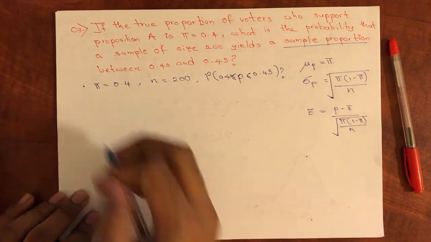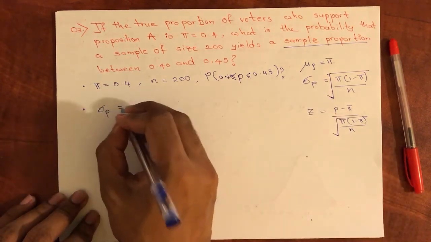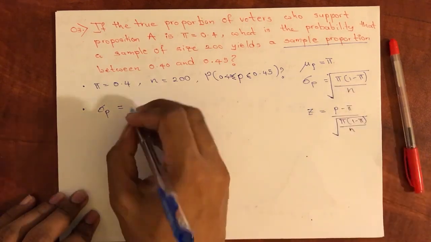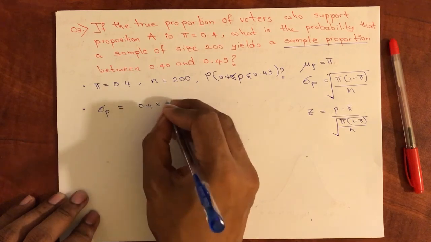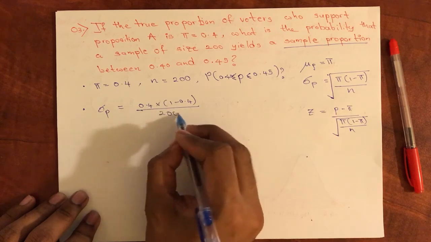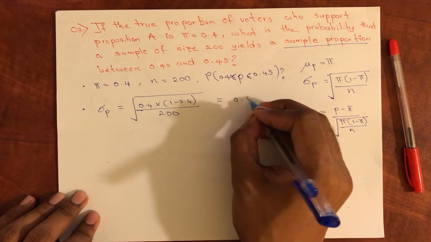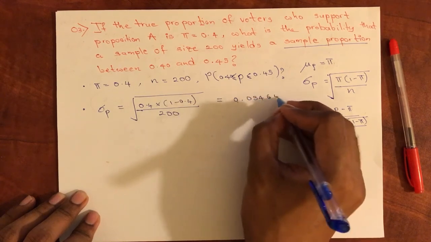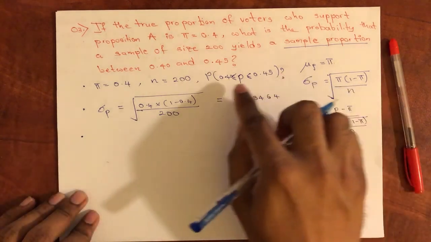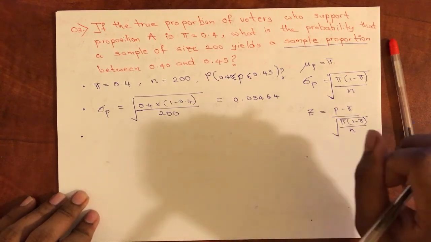First and foremost, we figure out what sigma P is, right? So sigma P is the square root of pi times 1 minus pi divided by n, which is the square root of 0.4 times 1 minus 0.4 divided by 200, which gives me 0.03464.